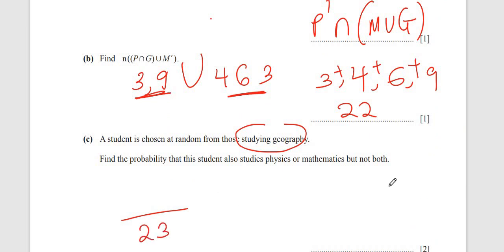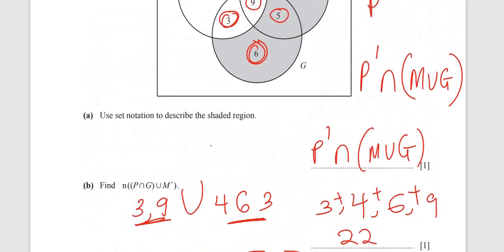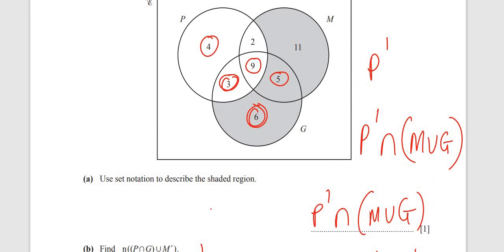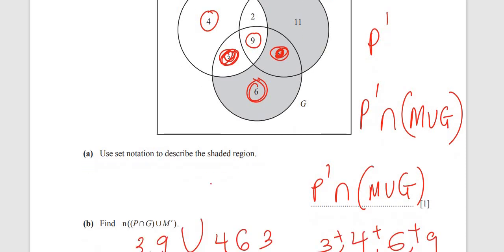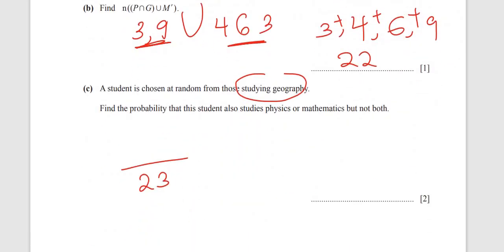Then we need to find the students who study physics or mathematics, but not both. Those who study physics and geography, there are 3. Then those who study mathematics are 5. So we are not going to include 9 because it says but not both. So we are only going to include the 3 and the 5. So 5 plus 3 is 8. So the probability is going to be 8 out of 23.